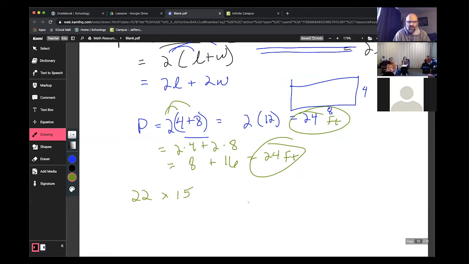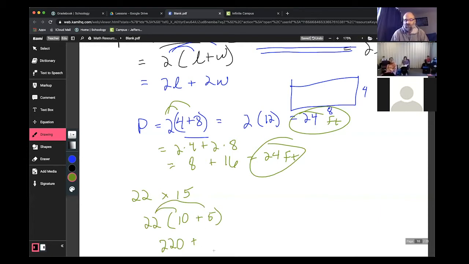Anyone know a trick? Well, here's my trick. I'm going to multiply the 22 times 15, which is just 10 plus 5. Right? Everyone realize that 15 is just 10 plus 5? So now if I multiply by 10, that's easy. I just add a 0, 220. And then I add 22 times 5, which is half of what it is times 10.